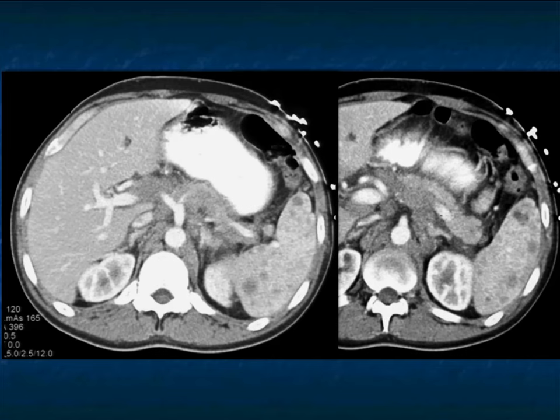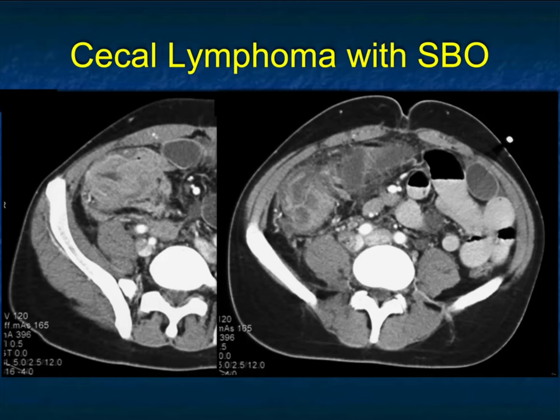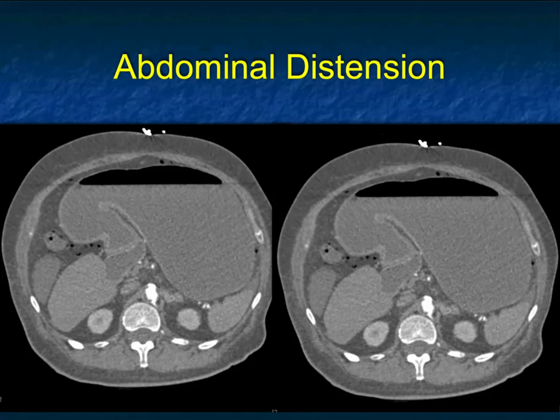Here you can see the patient has multiple splenic lesions. There's nodes encasing the celiac and SMA, para-aortic adenopathy. Put it all together, it's cecal lymphoma with small bowel obstruction. And again, the extensive adenopathy as well as the splenic involvement made the diagnosis a bit easier to do.